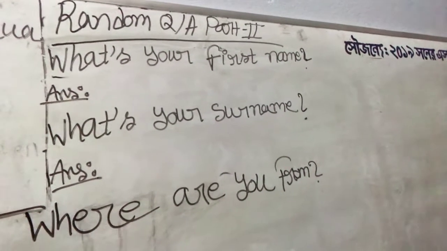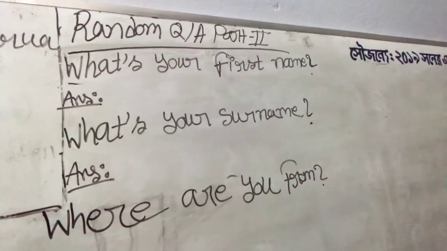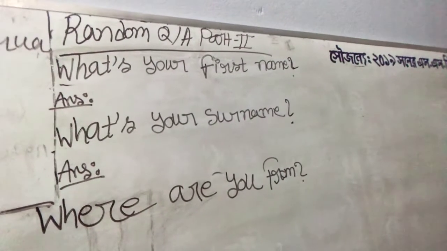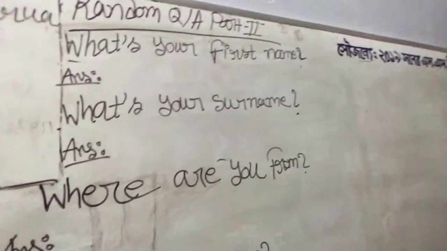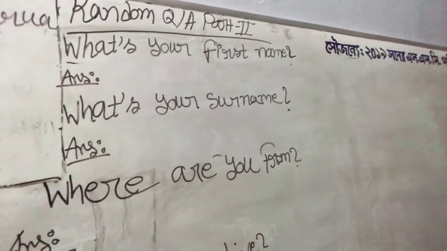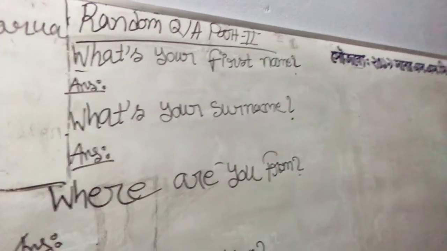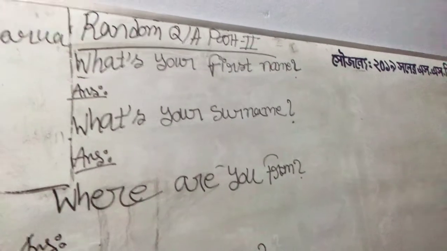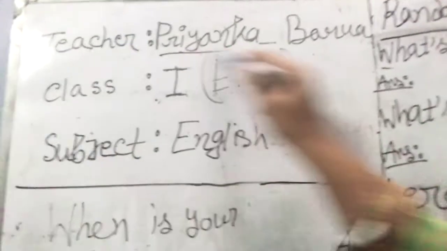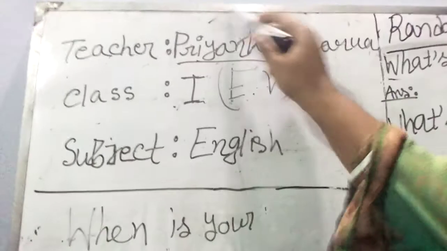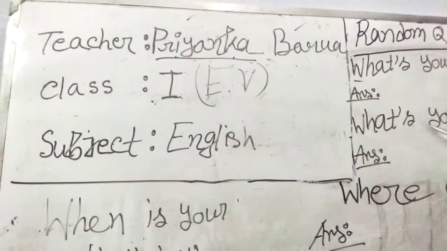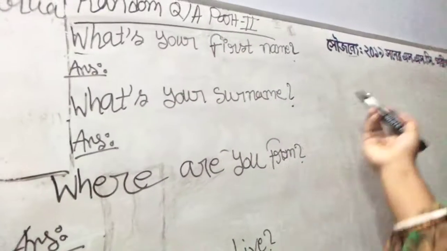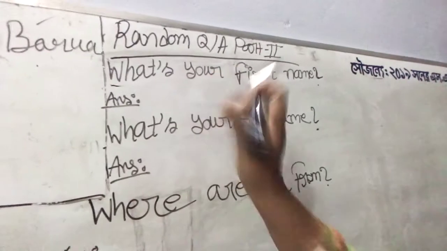In the name Snigdha Borua, what's the first name? Does Snigdha come first or Borua come first? Snigdha comes first. So if your name is Snigdha Borua, then Snigdha will be the first name and the last name will be Borua. As for example, my name is Priyanka Borua. So what will be my first name, Priyanka or Borua? Which comes first? Priyanka comes first, it is first, it is second. So if Priyanka comes first, then what should I write as my first name? Priyanka. So you can write that my first name is, or you can directly just mention the name. Priyanka.